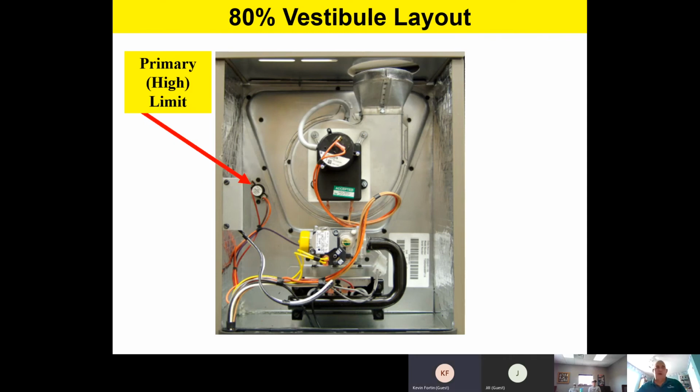And then finally, there's our primary or our high limit. Now remember, team, that high limit's going to be sensing vestibule temperature as that hot air goes across the heat exchanger and warms up. This is going to be sensing that hot air in the heat exchanger area.